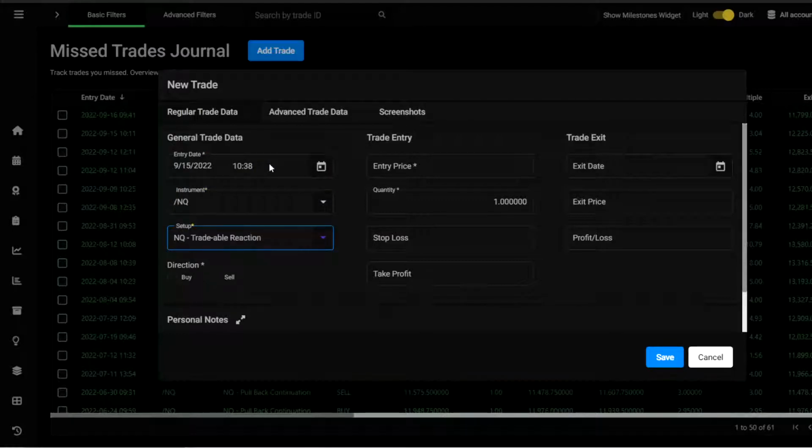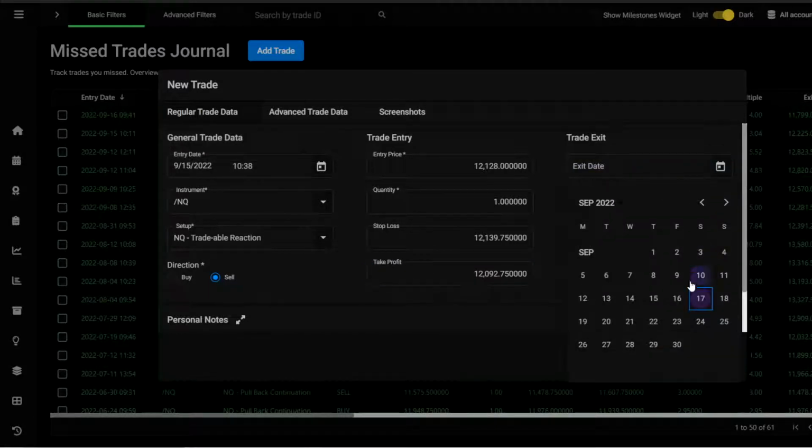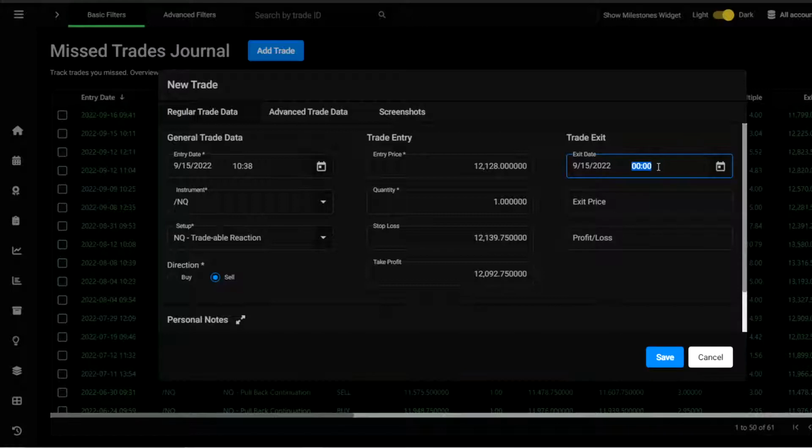This is a tradable reaction to sell, and the fill price would have been 128. One standard contract. The stop would have been 139 3/4, and the target conservatively, but it went way below that target, was 12,092.75. I want to put just a standard 3 to 1, and the target would have been filled at 1049.